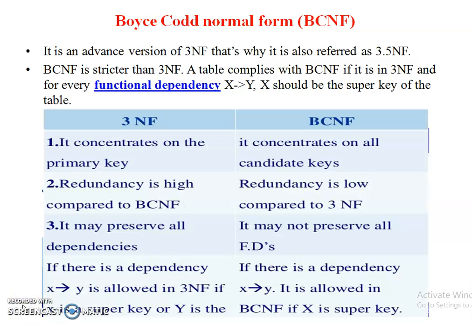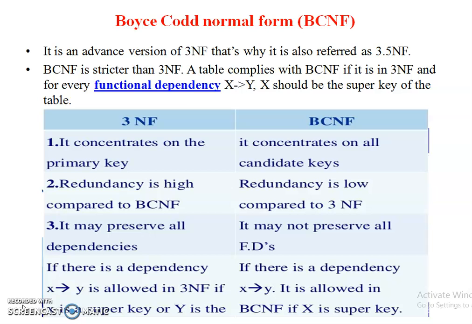The fourth type of normalization is Boyce-Codd normal form, BCNF. It is an advanced version of 3NF. That's why it is also referred to as 3.5 NF. A database design is said to be in BCNF if both of the following conditions are satisfied. First condition, initially the table must be in third normal form, and second condition, for any non-trivial functional dependency X determines A, X must be a super key.